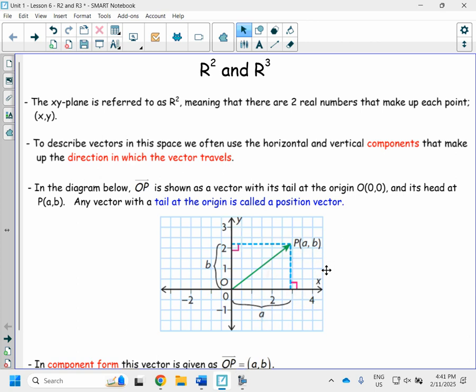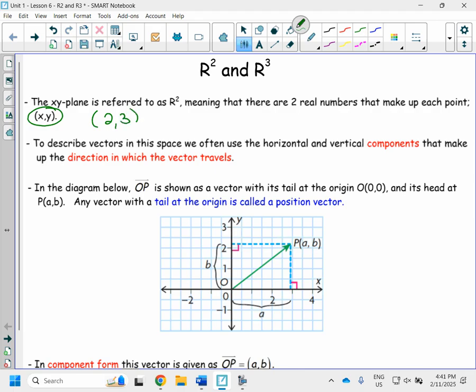In this lesson, we're going to start examining three-dimensional geometry. One of the ways we identify the difference between two-dimensional and three-dimensional is with the notations R2 and R3. R2 means there are two real numbers that make up each point. Here we're thinking about the XY plane, so (2, 3) would be 2 for X and 3 for Y.